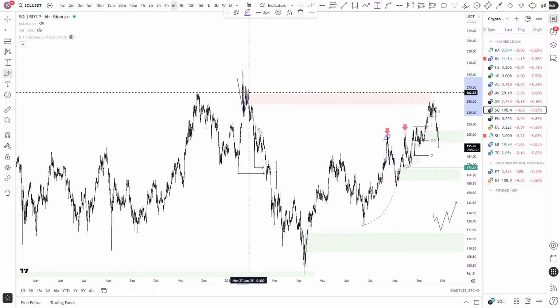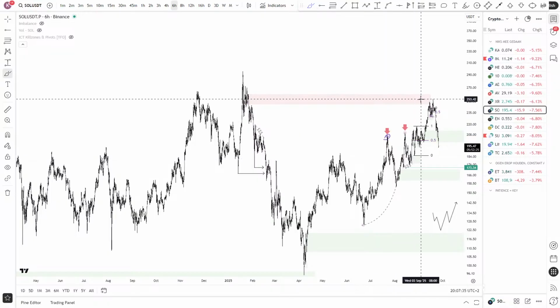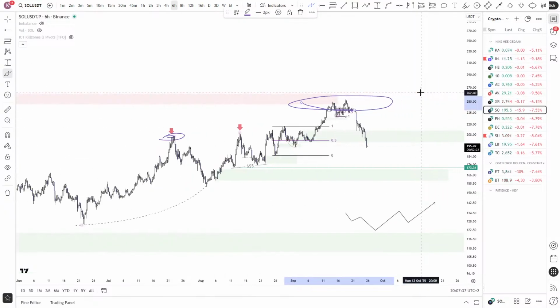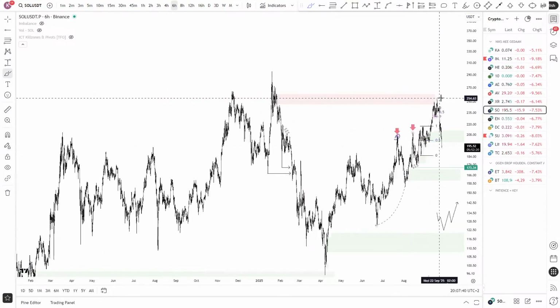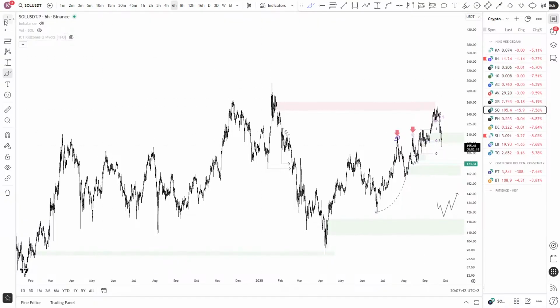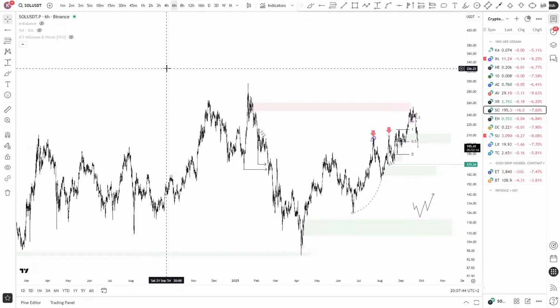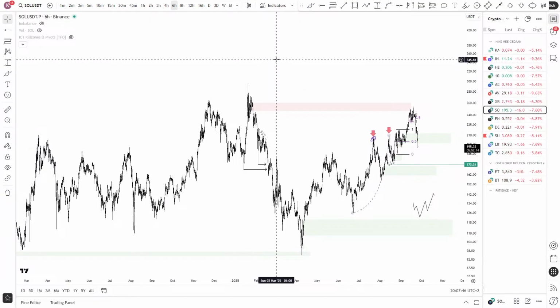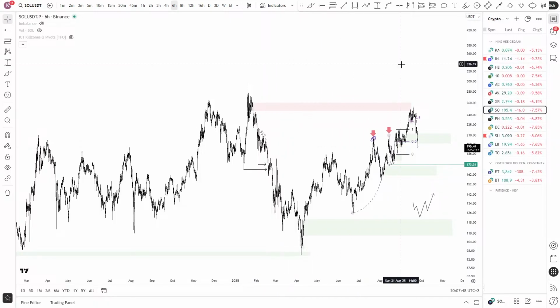This was the first pullback that sellers stepped in. It was still open, and you also got a liquidity hunt there. It's not looking too great on Solana. I think the crypto market is actually looking pretty bearish for the coming weeks.